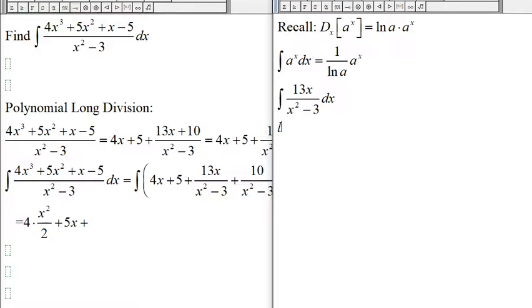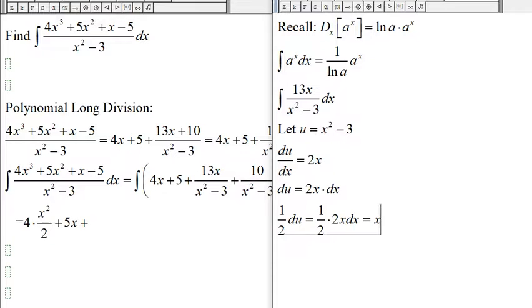And then for this one, we just use the u substitution method. So let u be x^2 - 3. So du/dx will be 2x. So we have du is equal to 2x times dx. And then multiply both sides by 1/2, and this will give us x dx.